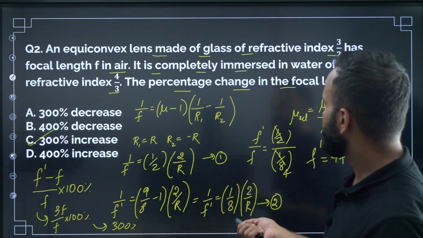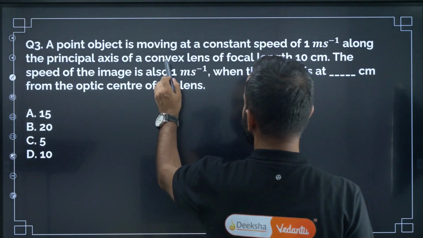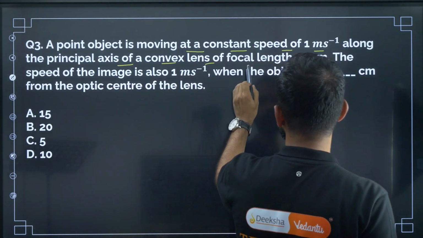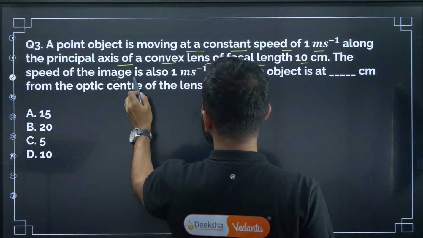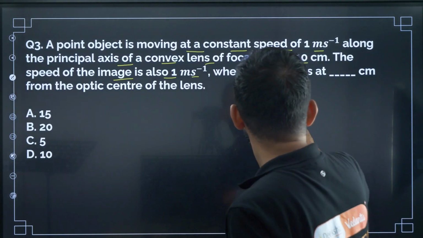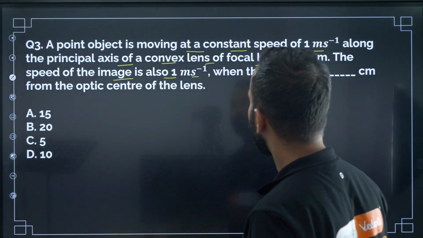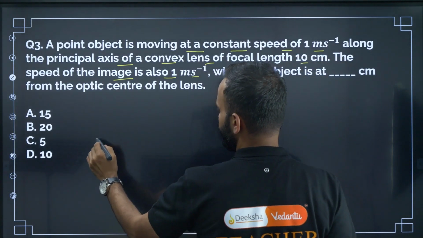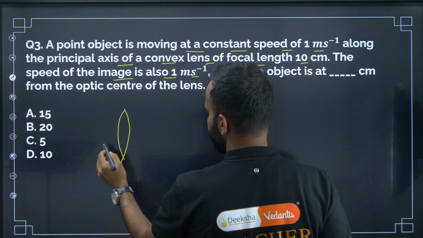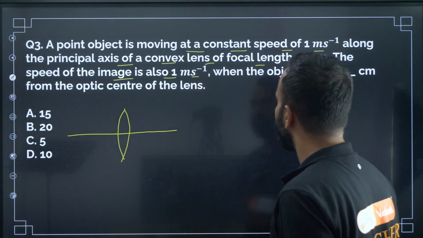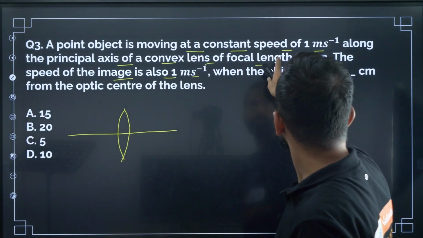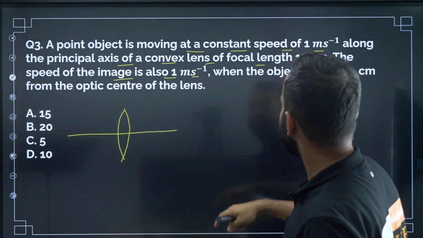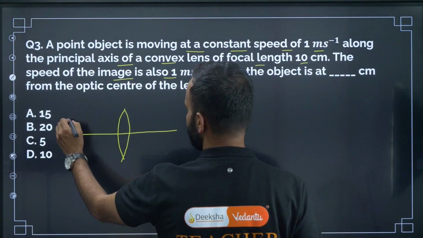Okay, next question. Question number 3. A point object is moving at a constant speed of 1 meter per second along the principal axis of a convex lens of focal length 10 centimeter. The speed of the image is also 1 meter per second when the object is at dash centimeter from the optic center. Here we have a convex lens. The object is moving at a constant speed of 1 meter per second along the principal axis of a convex lens of focal length 10 centimeter.